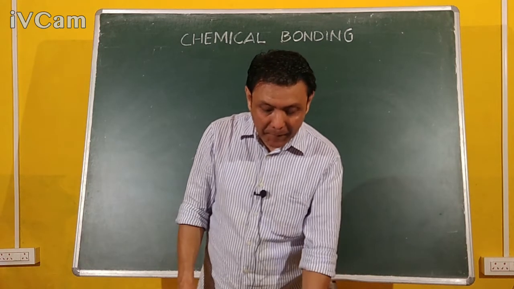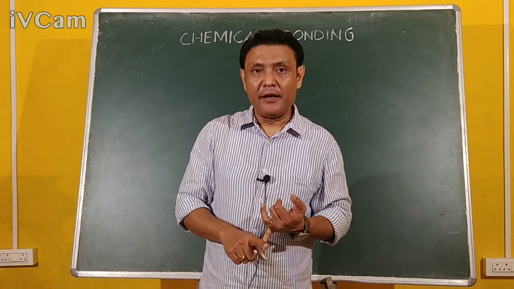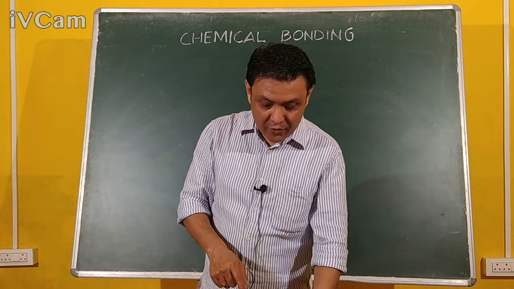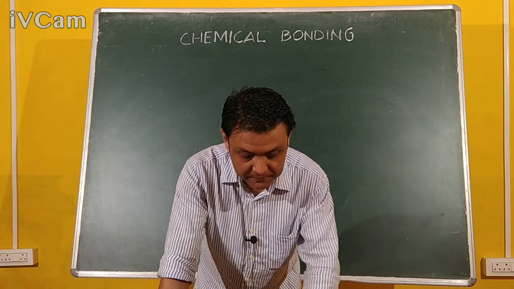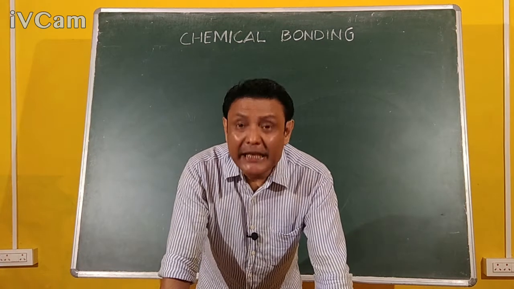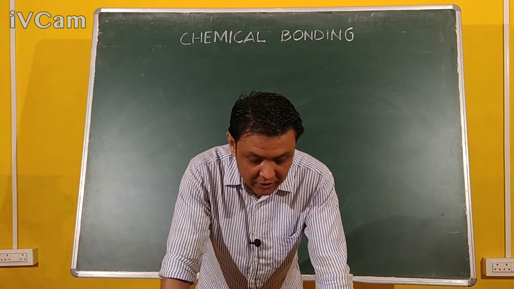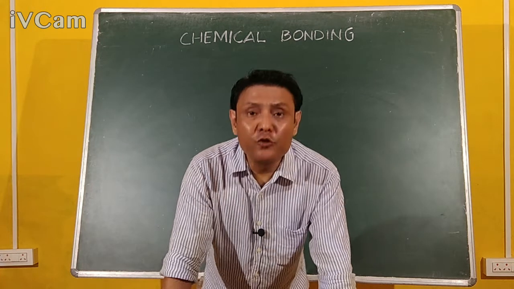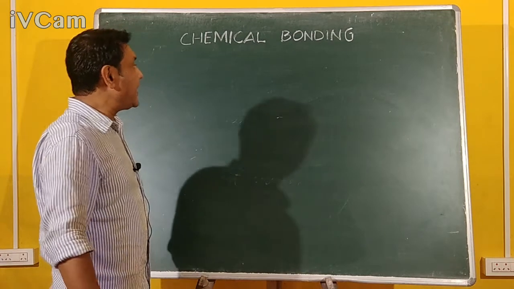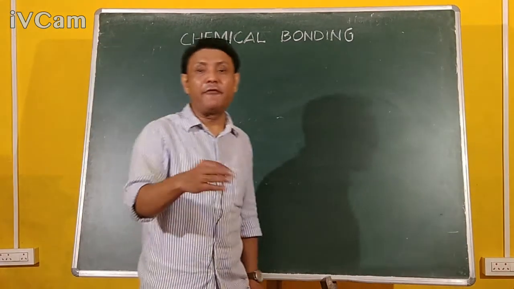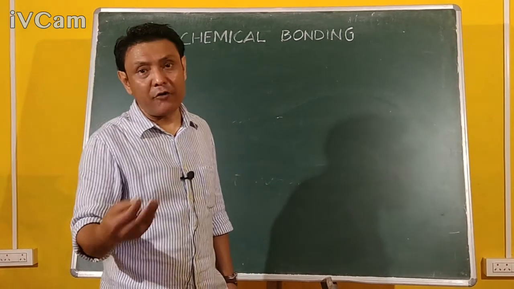Now, having 8 electrons in the outermost shell is very, very important, to have a stable electronic configuration. So to have a full outermost shell, they either follow the duplet rule or the octet rule. There are 2 methods: having 2 electrons in the outermost shell means they follow the duplet rule, whereas having 8 electrons in the outermost shell means they follow the octet rule.